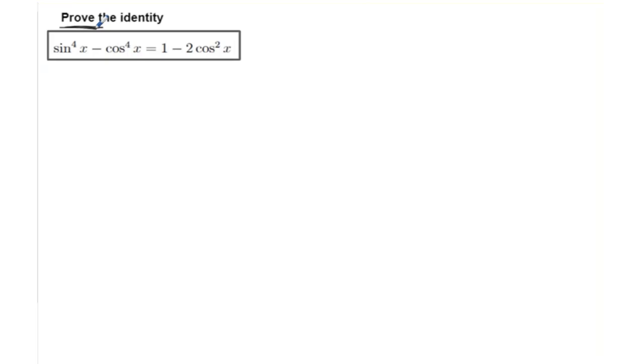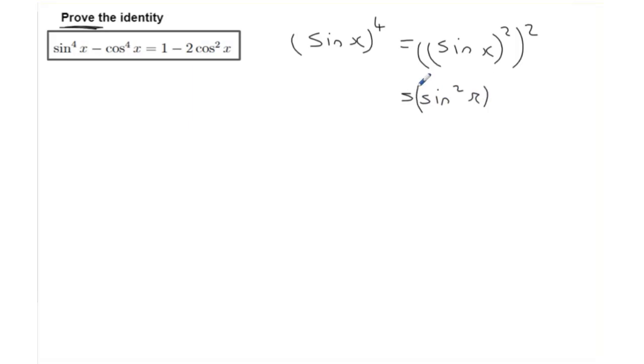The key to this is recognizing that sine x to the power 4 is the same as sine x squared and then squared again. So I'll write that down. Sine x to the 4 is the same as sine squared x, and then you square it again, just basic powers on powers. So that's sine squared x, squared. And obviously we can do exactly the same thing with the cos. So now we can begin.